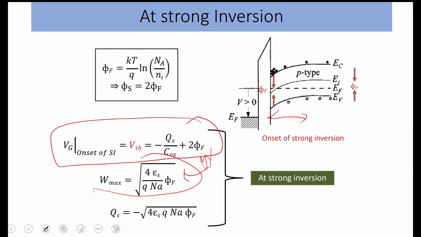This is in the strong inversion layer, when this phi f, the difference between the Fermi level and the intrinsic Fermi level, will be equal to phi f after the band bending. This is in the inversion. Strong inversion happens when the electron concentration at this interface is equal to the hole bulk concentration of the semiconductor.